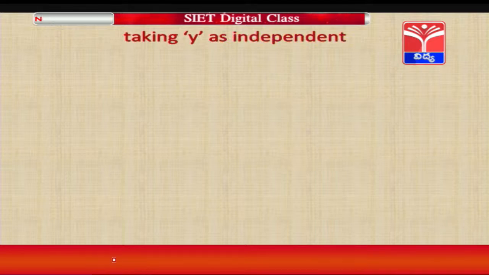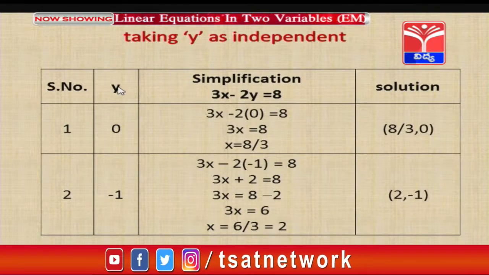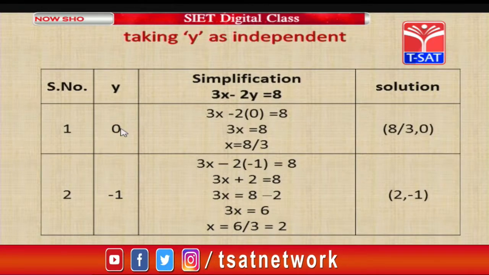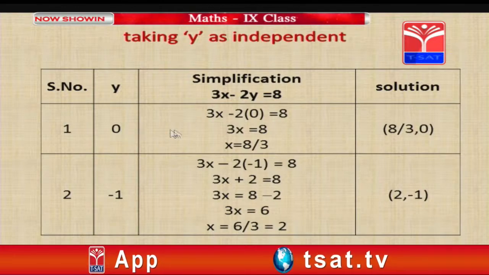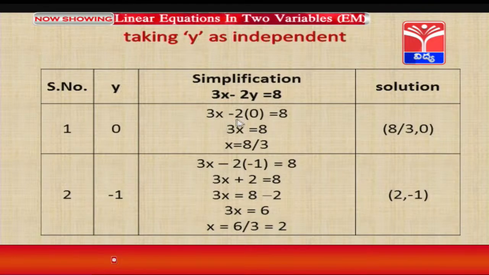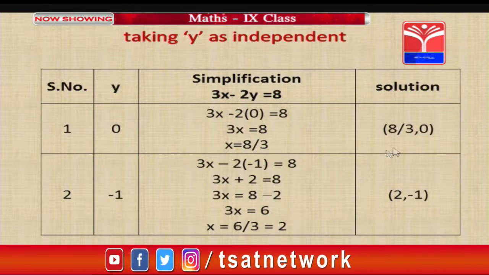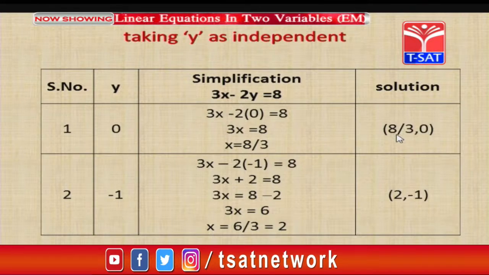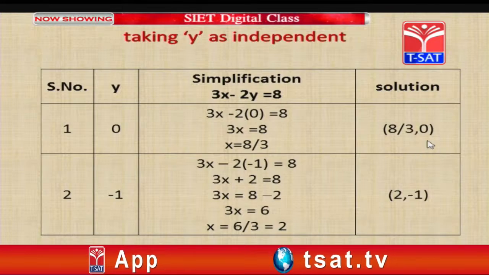If I take y as my choice, that means y is independent, then in the table, now, instead of taking x, I have taken y as 0. When I take y as 0, I will be getting the simultaneous value of x when y becomes 0. See, 3x minus 2 into 0 is equal to 8, 3x is equal to 8, that means x is equal to 8 by 3. So, here x value is how much? 8 by 3. So, your solution set is 8 by 3 comma 0.